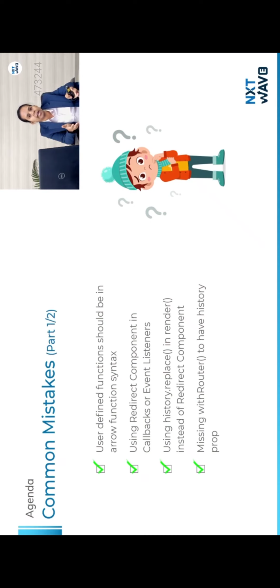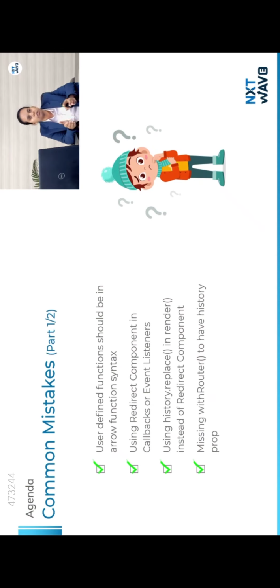In case of component lifecycle methods, there is no need of writing an arrow function syntax. You can directly write it in function definition. The next thing that we understood is, in case of callbacks and event listeners, we have to make use of history, not the redirect component. And in case of render, we have to make use of the redirect component, not the history, right?